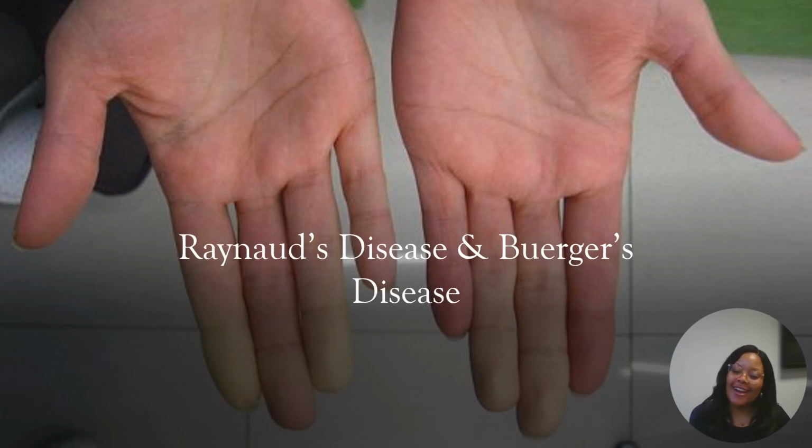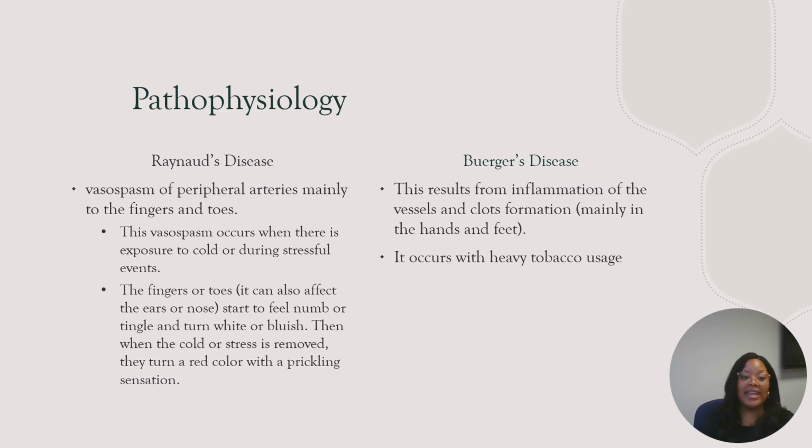But we're still in our cardiovascular. So let's go. So what is Raynaud's disease? Raynaud's disease is vasospasm. So let's pause for a moment and let's go over vasospasm.